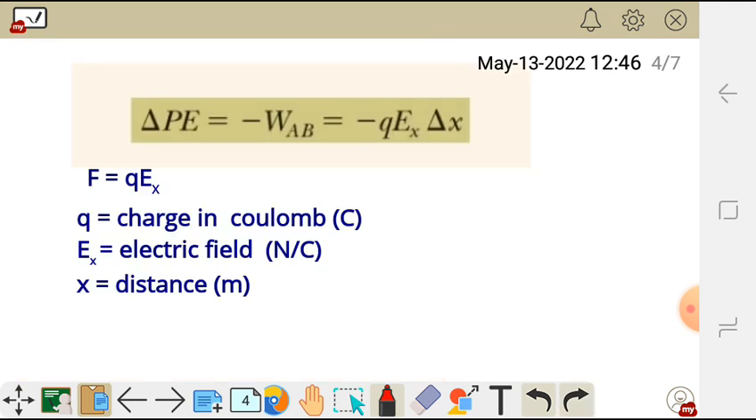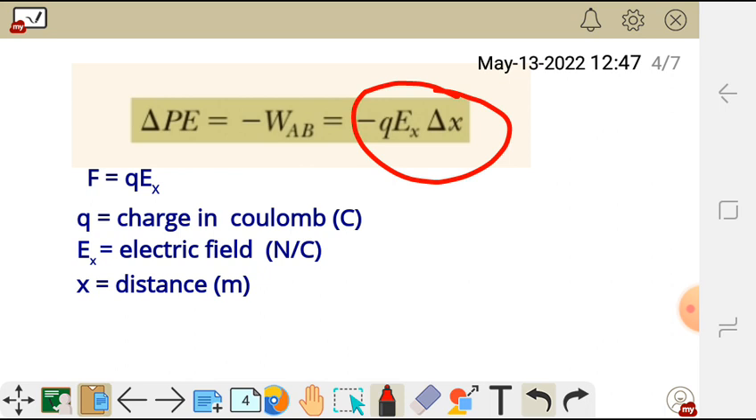Therefore, the potential energy, we said, is equal to the negative work, and work is equal to the force multiplied by the change in x, where the force is simply the charge multiplied by the electric field, that is the electric force, where Q is charge in coulombs and E is the electric field in newtons per coulomb, and x is the distance moved by the charge. So potential energy is negative work, which is equal to negative QEx.